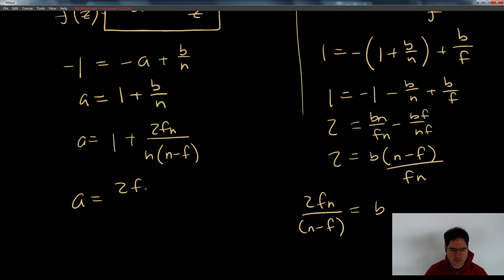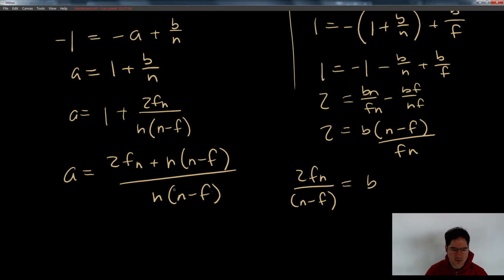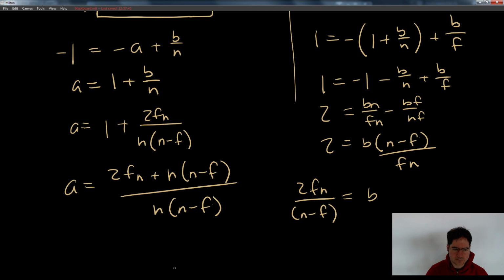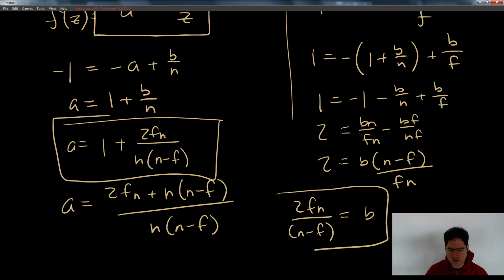So 2fn plus n minus f over n minus f. That's just if I turn this into an n minus f over n minus f. I don't know if that does anything for me. At the moment, I can't say that it looks like it does. Yeah, I don't see anything in particular there. So that and that look like the most condensed forms that I would probably use.